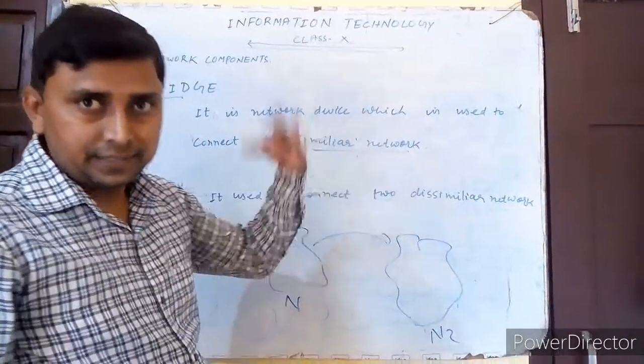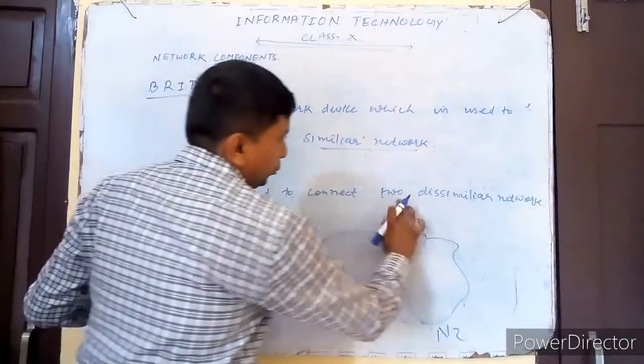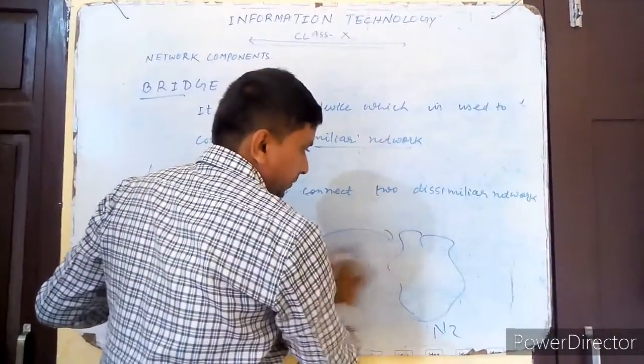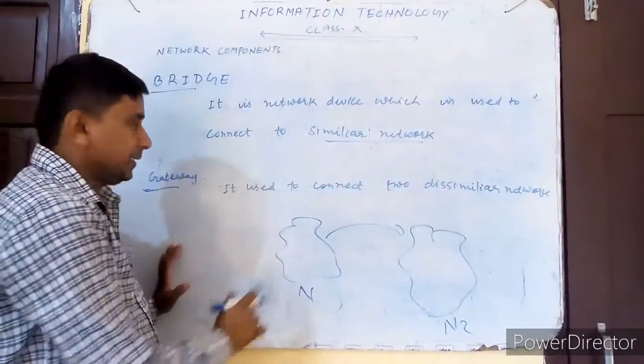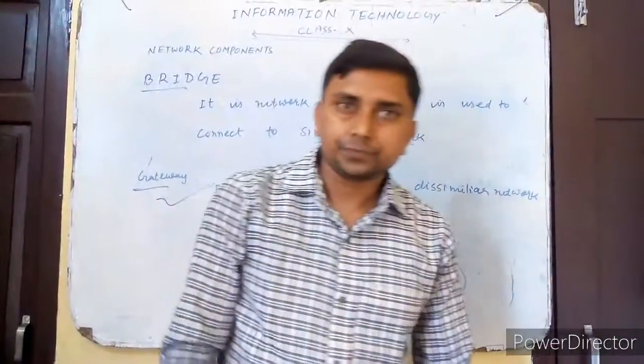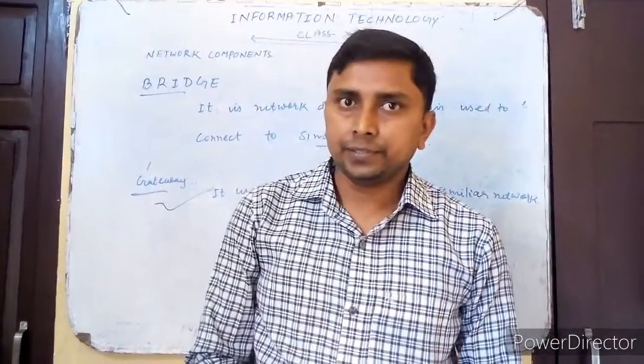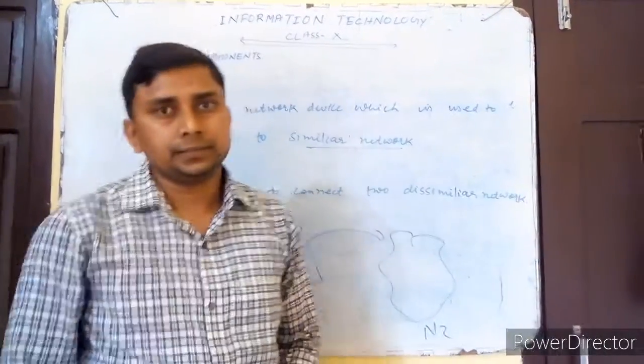And just the opposite, a gateway is used to connect two dissimilar networks. That means if they are different, then they can be connected by a gateway. Okay, students, these are all the networking components.